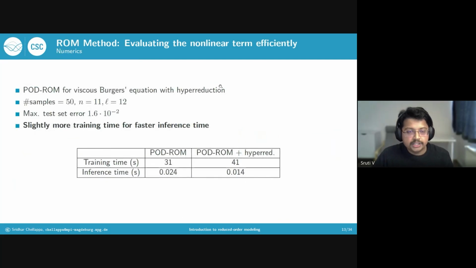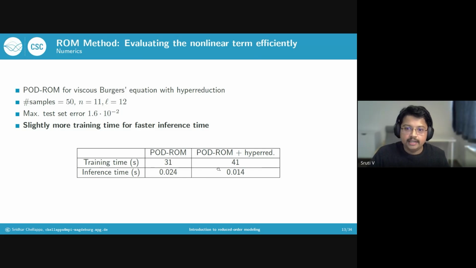So I illustrate this on the Burgers equation once again. Same setup as before. We had 50 training samples. The ROM dimension is also the same, 11. But now we also have this extra hyperreduction step where I choose 12 basis vectors for the U matrix.